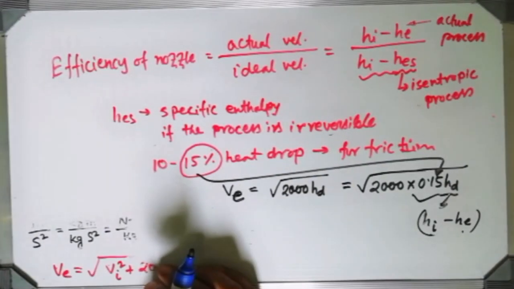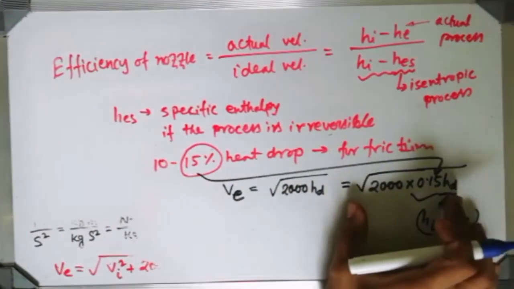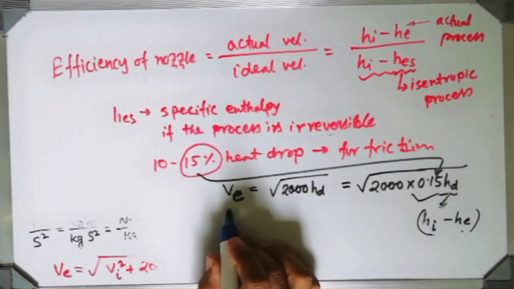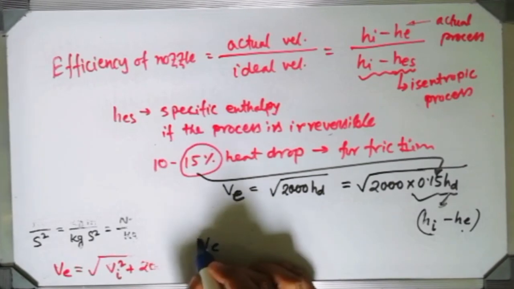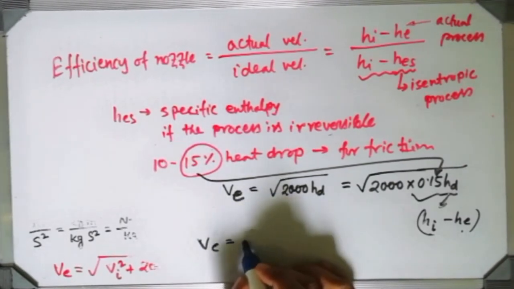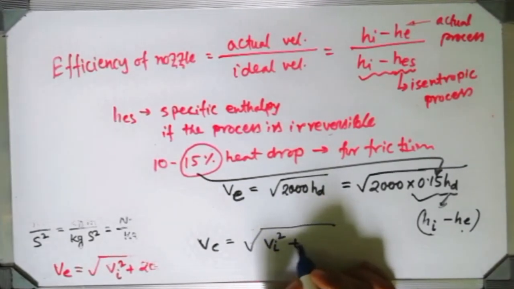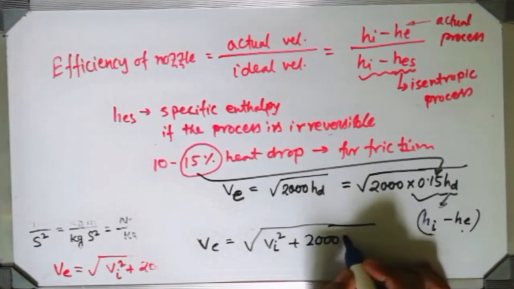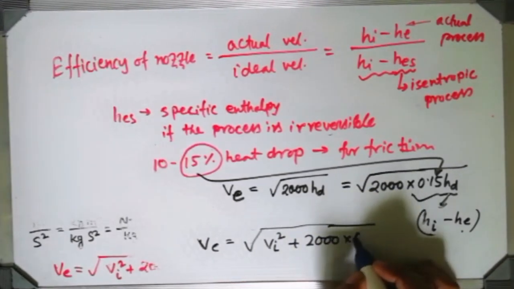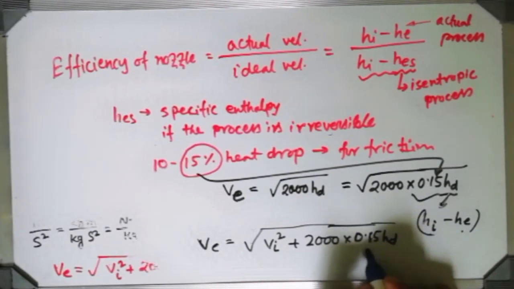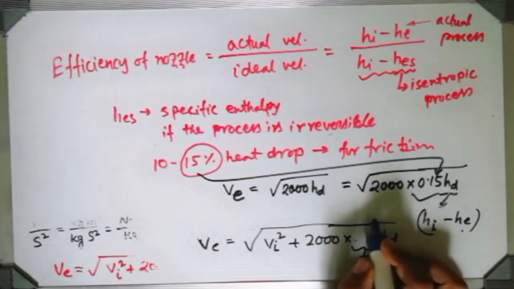And this relationship is valid while you are ignoring the inlet velocity compared with the exit velocity. If you do not ignore it, then how will it look? If you do not ignore Vi, then the relationship will have Vi square there, and the rest part will remain the same, 2000 into 0.15 into HD. Don't think this 0.15 will always be there. It is an example. You replace this 0.15 by an alphabet K. Most of the books use K.